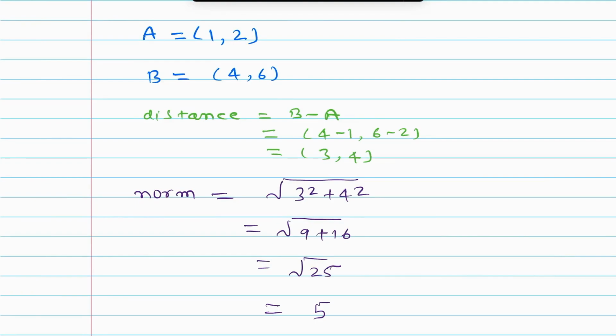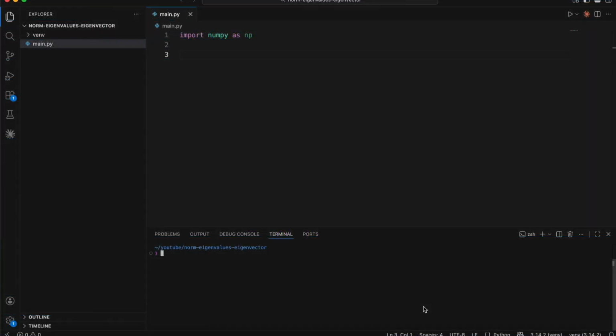Norms are often used to compute the distance between points. Consider 2 points. Point A is 1, 2. Point B is 4, 6. To compute the distance between them, subtract the vectors, which gives 4 minus 1 and 6 minus 2. That will be 3, 4. Now compute the norm. So the distance between the 2 points is 5. We can calculate this using NumPy. This returns the same result.